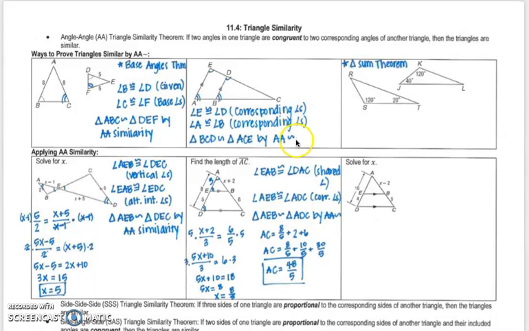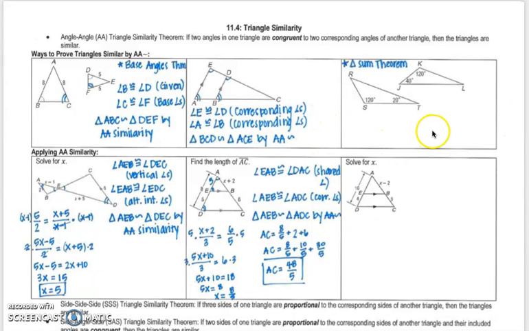I wrote this one differently because there are two ways that I will accept your notations. The first one is angle-angle and write out the word similarity. The second one is angle-angle and write the symbol for similarity. Okay? Please don't try to shorten anything else. That's about as short as it gets. And I will let you know when things are acceptable and not acceptable.